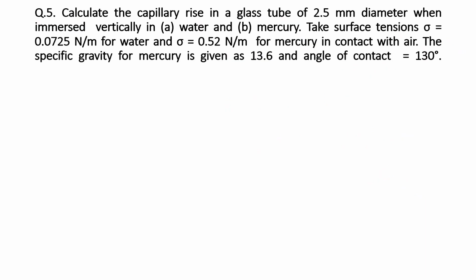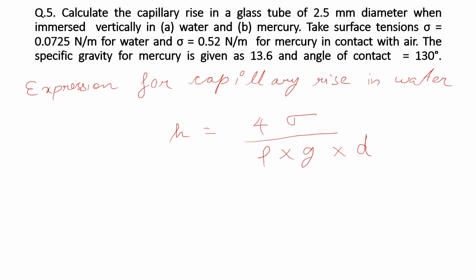The fifth question is based on capillarity. So let's start the question. In this question, we need to solve the capillary rise for water and mercury. Generally, as we know, in water capillary rise occurs, and in mercury capillary fall occurs. For both, you should know the expressions before solving this question. The expression for capillary rise in water is given by this.